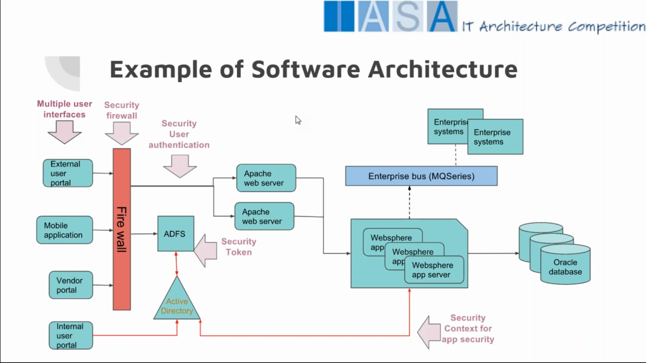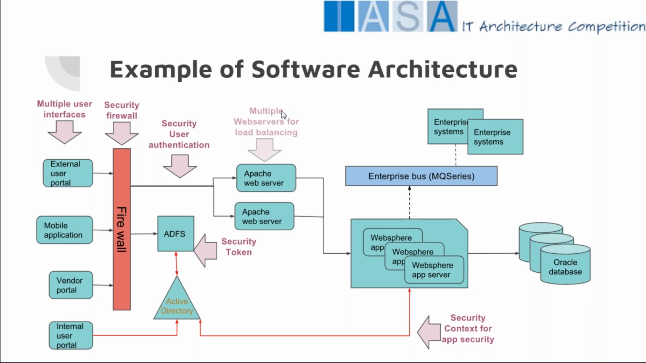That brings the next thing, which is security. How do you represent security? You have a firewall, and everybody needs to authenticate, for which they're going to use ADFS. Every user is going to get a security token. That user is going to get authenticated against an Active Directory where you have users. Like I mentioned earlier, there is a security context that the app server maintains with the Active Directory. So this covers the security part of it.